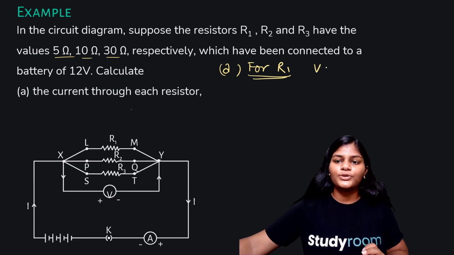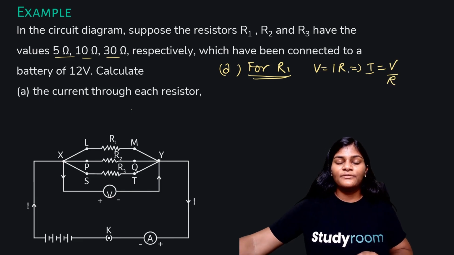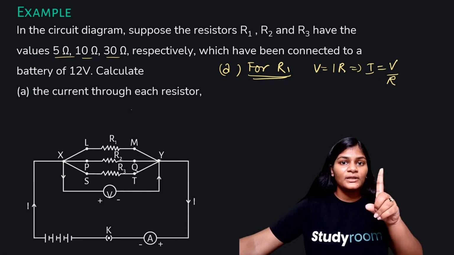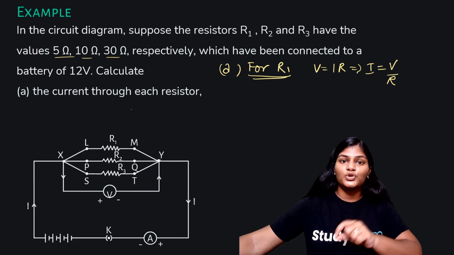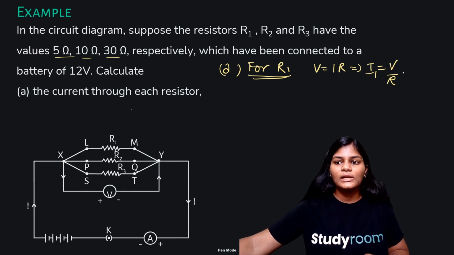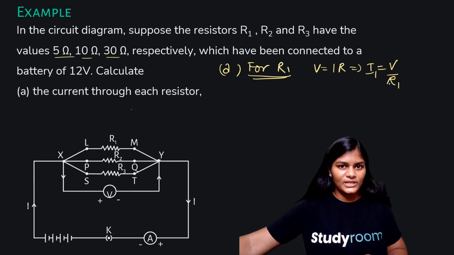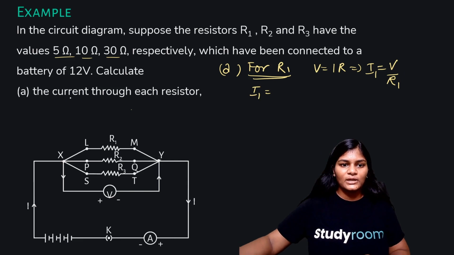So obviously we're going to use the Ohm's law, V equal to IR. So therefore I is equal to V by R. So now we know that we have to calculate for R1. So what is going to be different? We know that different current flows through each branch. So I1. Is there going to be a different voltage? No, because they are in parallel. But we know there is a different resistance. So R1. So here I1 is equal to, what is the value of V that is given to us?